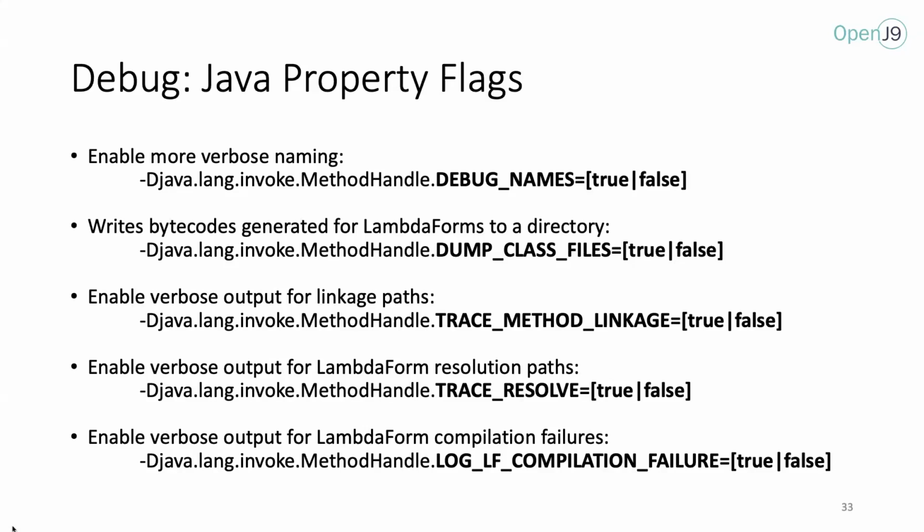If we are unable to generate those bytecodes for some reason, in order to find that reason, we can enable the last Java property, and we will be able to figure out why we were unable to generate bytecodes for a lambda form. All these Java properties are set to false by default. So if we are triaging or diagnosing an issue, we have to turn these properties to true, and then we will get more verbose output or logging to figure out what the issue is.